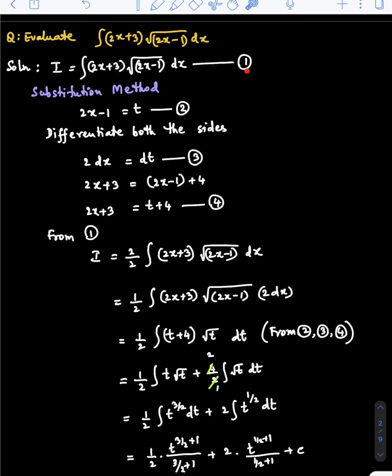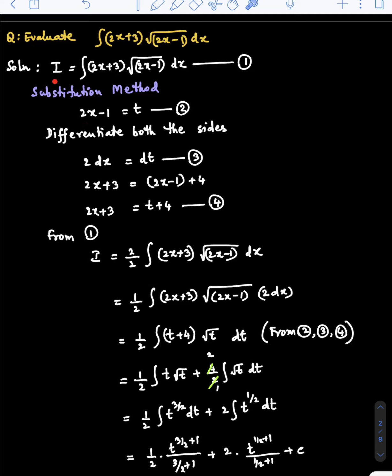So the first step is as usual, it is taken as I, equation 1. Substitution method is used. In root, the term which is given is taken as t. 2x minus 1 is t. So after changing equation 1, we get root t in it. So root t you can see here. Now this is differentiated. When you differentiate LHS and RHS, here it will become 2 dx. It is 2 dt. Sorry, just dt. So this is equation 3. This is equation 1, this is equation 2.